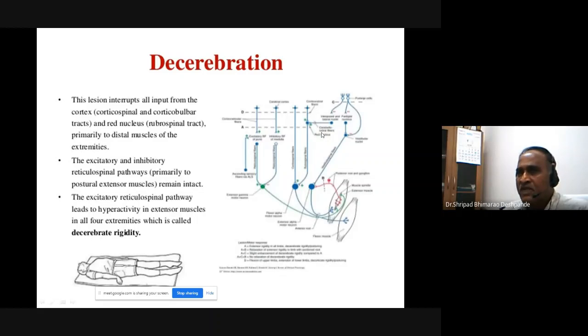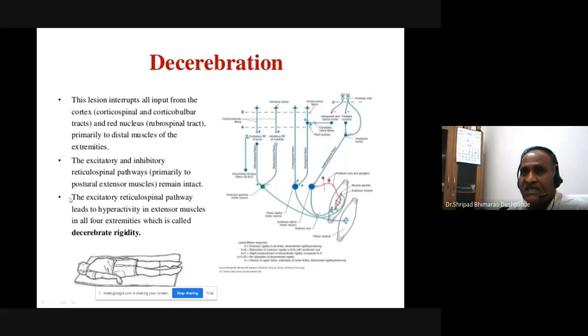All these things are interrupted. So this is the red nucleus here. This is from the cortex, the spinal and bulbar component, corticospinal and corticobulbar. So all are interrupted. The excitatory and inhibitory reticulospinal pathways, one is excitatory, one is inhibitory. Excitatory is the pontomedullary, inhibitory is the medullary, and they remain intact.